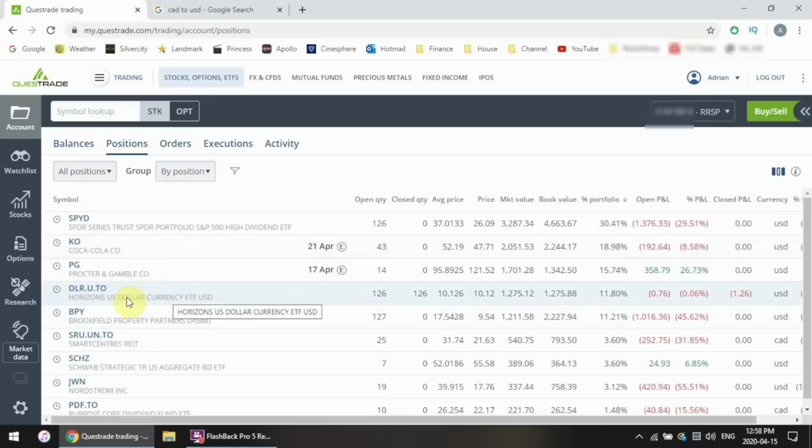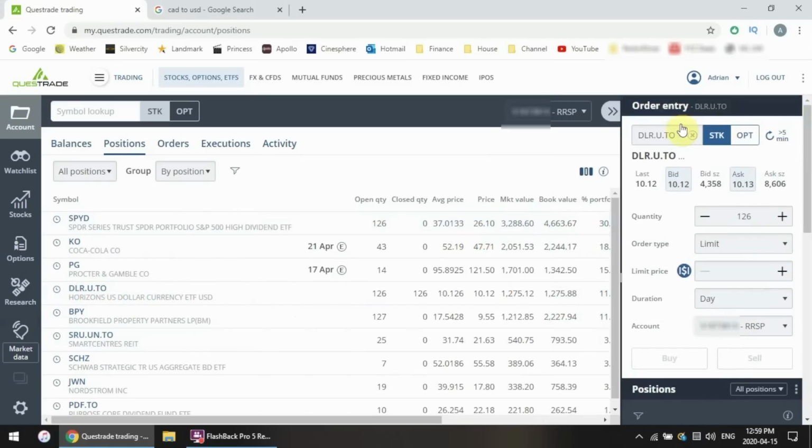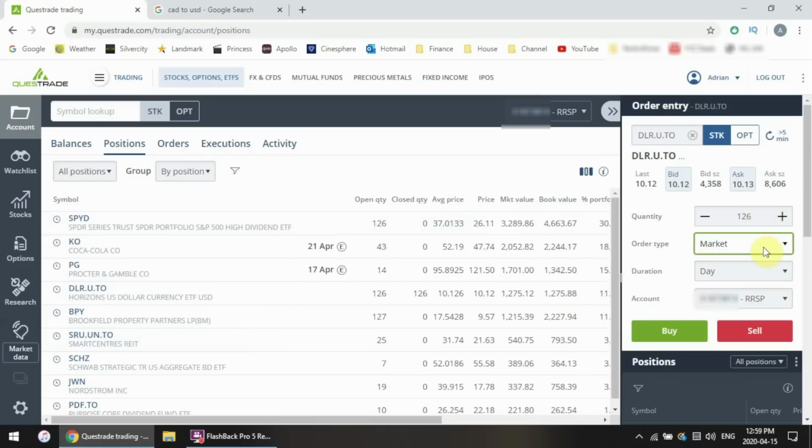But I don't want shares of this ETF, I want cash in US dollars. So we click on DLR.U.TO and we click sell. I'm going to sell all the shares I have, so that's 126 shares. I'm going to sell it at market price and in my RSP account, so I click the red sell button.